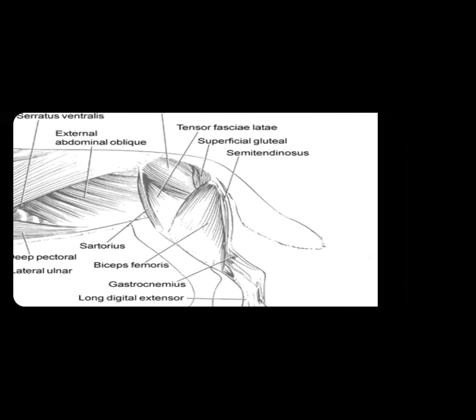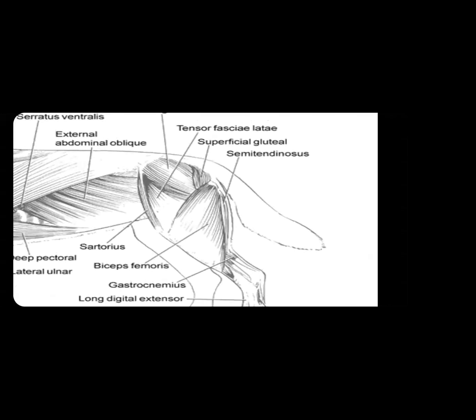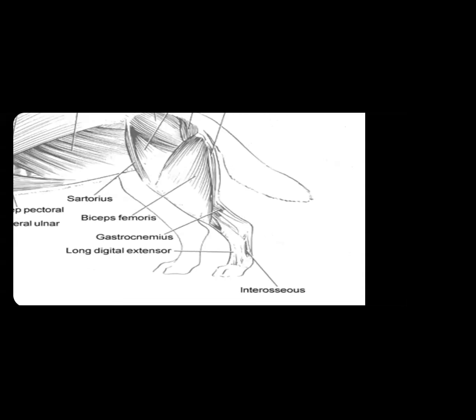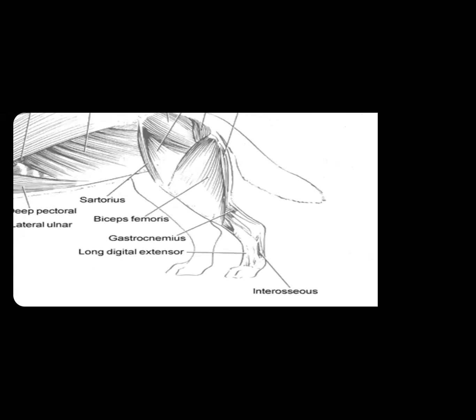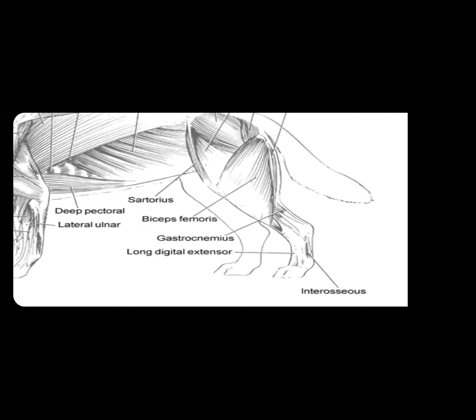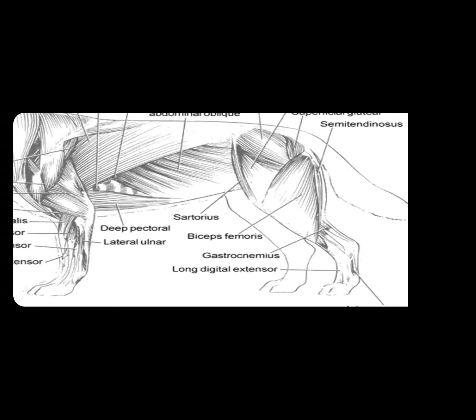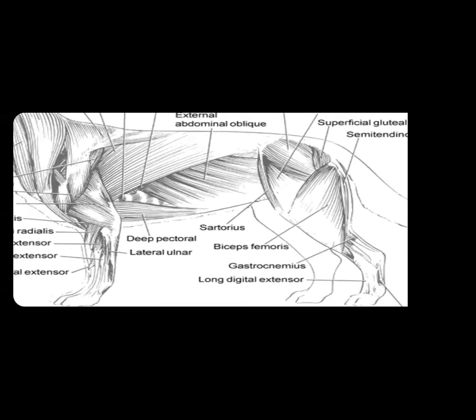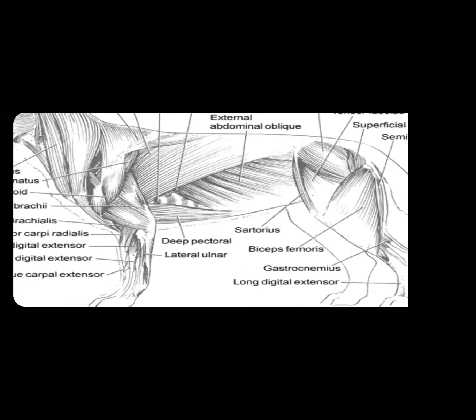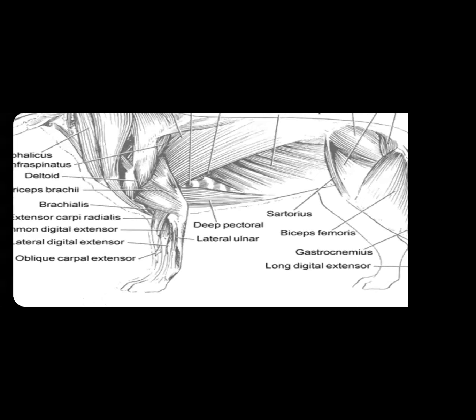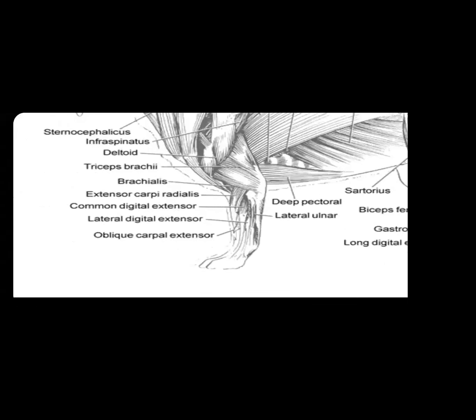On the sides here, we've got the semitendinosus muscle. We've also got down on the side here the interosseous muscle, which is just binding the hind leg there on the point of the heel, or the calcaneus joint bone, which we looked at earlier. Then we've also got the gastrocnemius muscle, long digital extensor, biceps femoris, deep pectoral, lateral ulnar muscle.